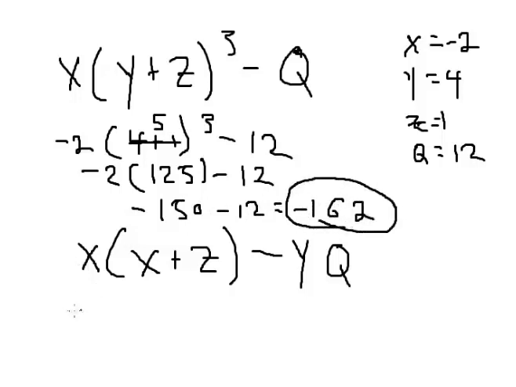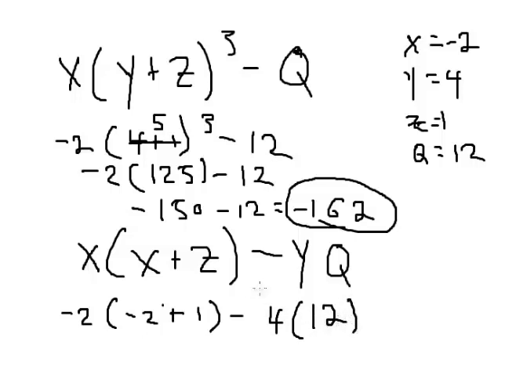Let's see the one on the bottom. We've got x, which is -2, times x, which is -2, plus z, which was 1, minus yq. Now, whenever you have 2 variables next to each other, or a variable next to anything for that matter, that is considered multiplication. So yq means y, which is 4, times q, which is 12.